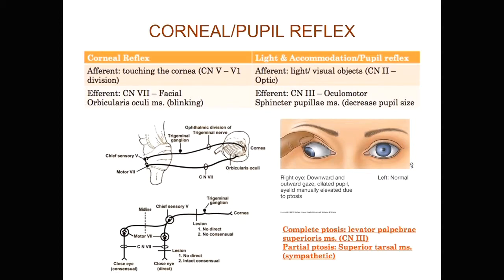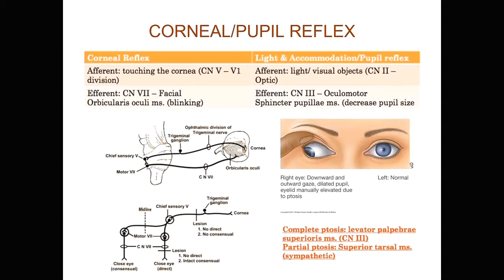Your efferent is going to be causing you to blink. And what branch was that? That's the zygomatic branch of cranial nerve 7. And that's going to control your muscle orbicularis oculi. And that will cause you to blink. So cranial nerve 5 and 7 for corneal reflex.